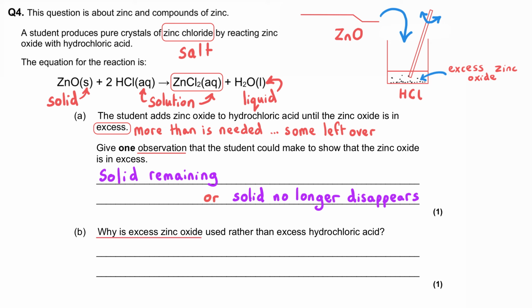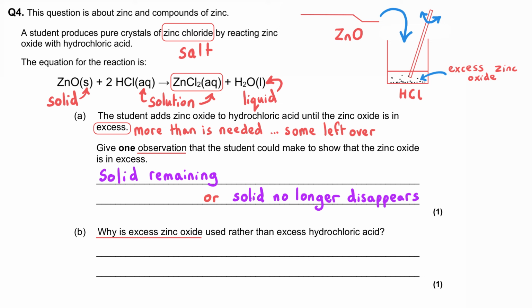In part B, why is excess zinc oxide used rather than excess hydrochloric acid? And this comes down to the state symbols. The zinc oxide is a solid and the hydrochloric acid is aqueous. And the zinc chloride crystals that we are trying to produce is also aqueous. And our choice of chemical for the excess comes down to how easy it will be to remove that excess chemical once the reaction has finished.